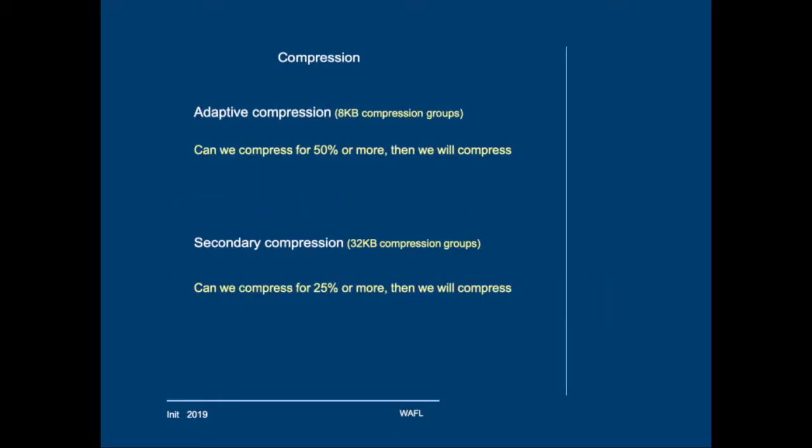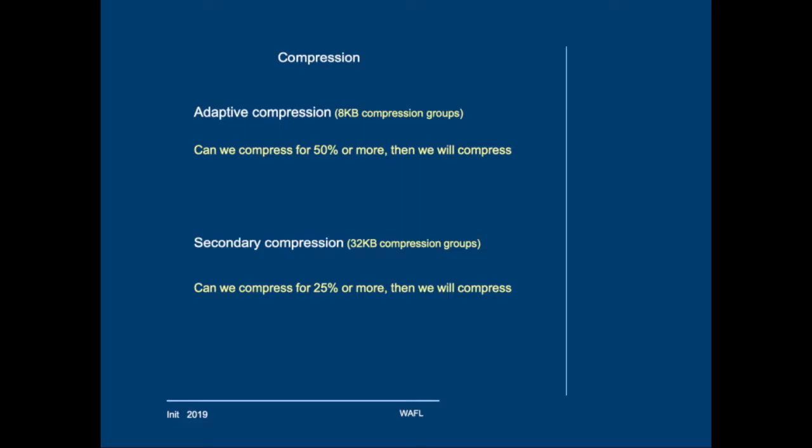Inline adaptive compression means that 8 kilobytes are viewed and ONTAP checks what the compression will bring. The rule is that if an 8K block cannot be compressed for half or more, then compression will not take place. So adaptive compression means that 8K blocks will be compressed for 50% or more, or the blocks will not be compressed at all. For secondary compression, ONTAP works with 32 kilobyte groups, and the minimum compression rate should be 25% or more.